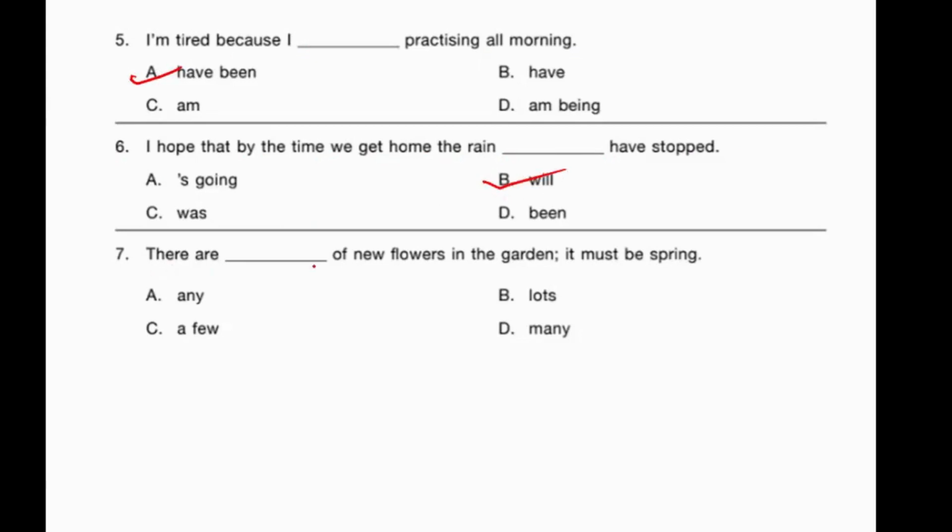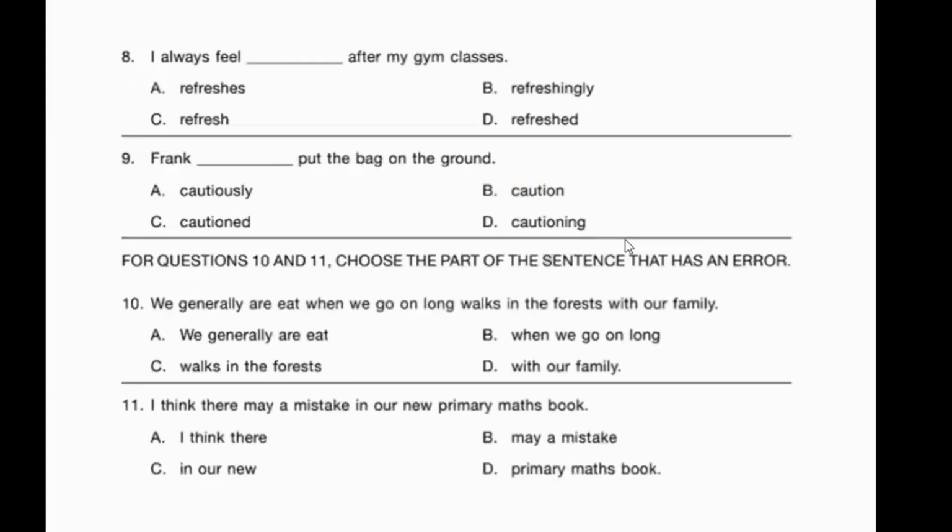Next, there are dash of new flowers in the garden. It must be spring. Here it is given as new flowers, means we have lots of flowers in the garden. Okay, so option B is the correct answer. There are lots of new flowers in the garden. It must be spring. Okay, this is how we have to fill the correct option.